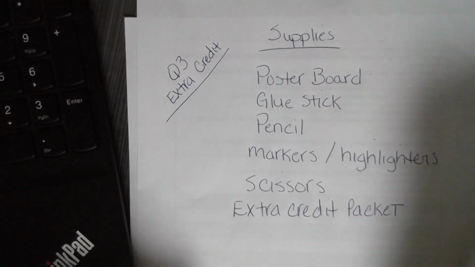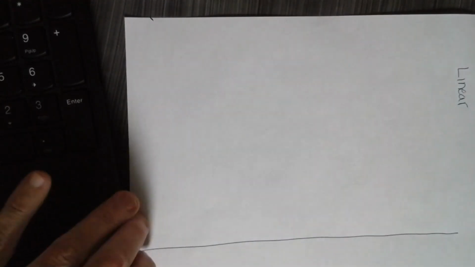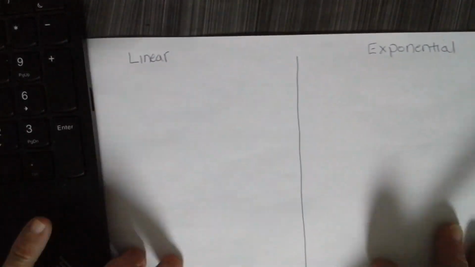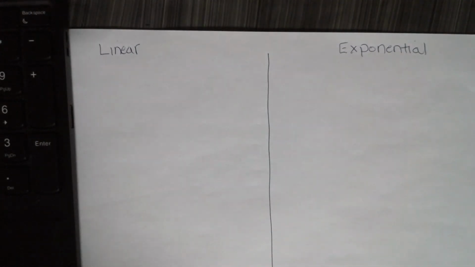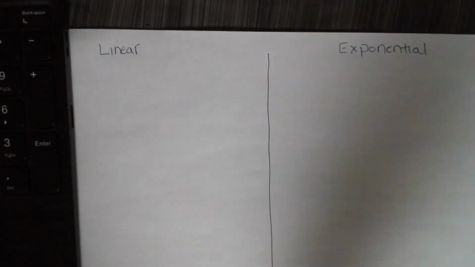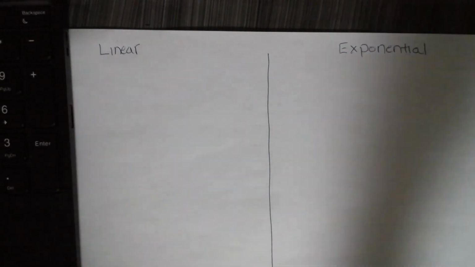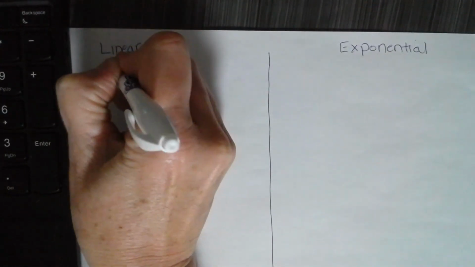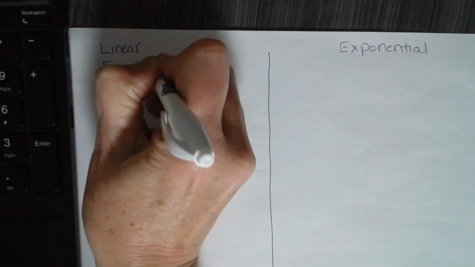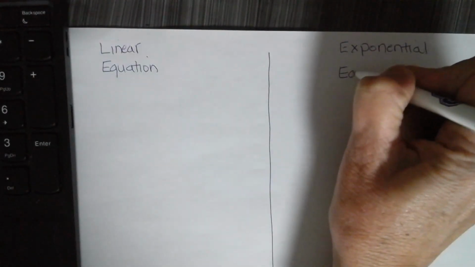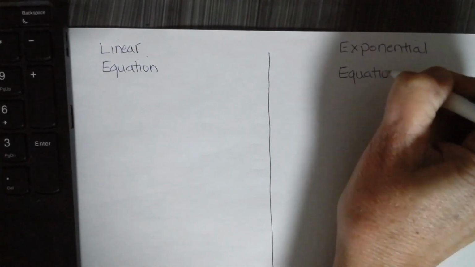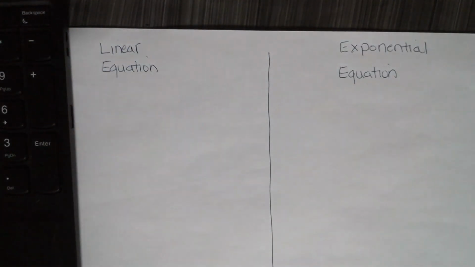Okay? What you're going to do with your poster board is separate it into two halves. One side is going to be your linear functions, and the other side is going to be your exponential functions. Basically, you're going to have cutouts, and first you have to cut out your equations and determine which equation is linear and which is exponential, and glue those at the top. So you glue your equations in their appropriate place.